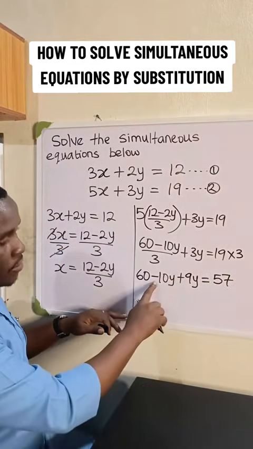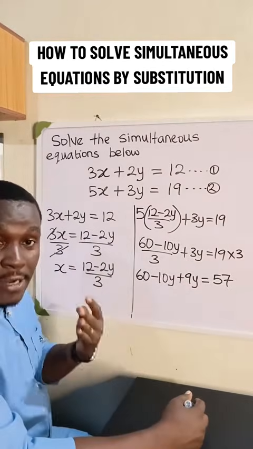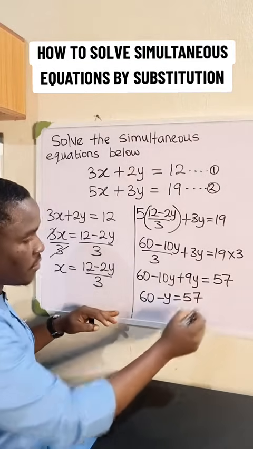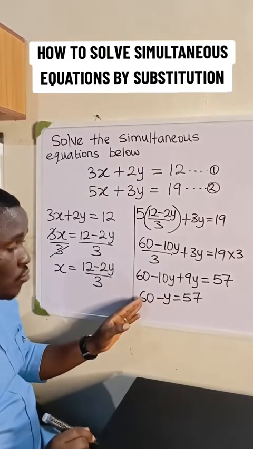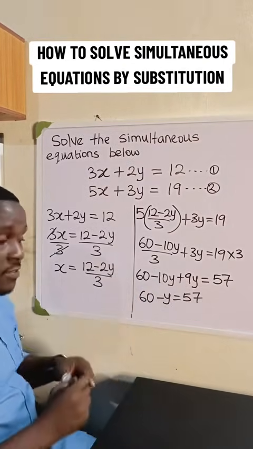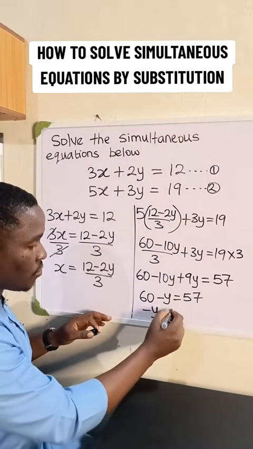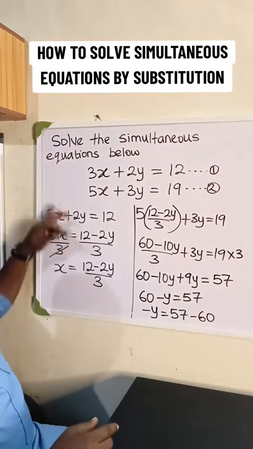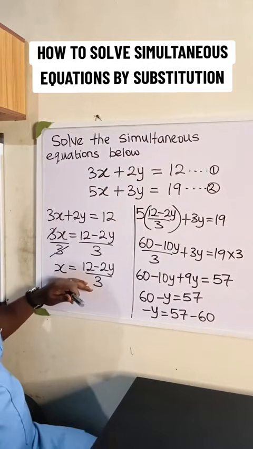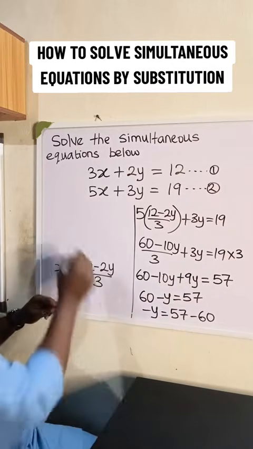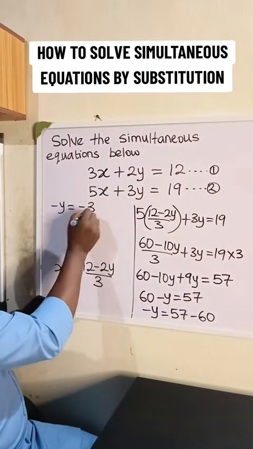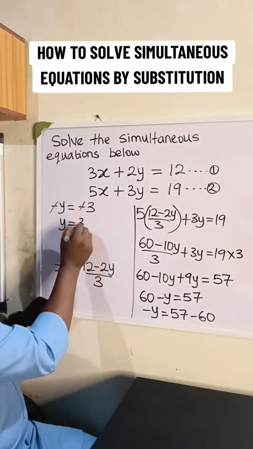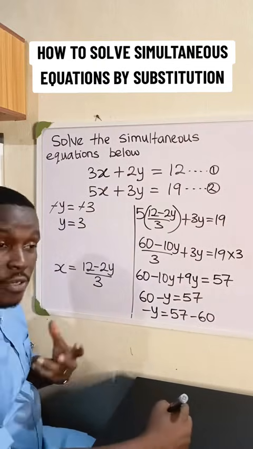Okay. So minus 10y plus 9y is going to give us minus y. So 60 minus y is equal to 57. Since we are looking for the value of y, we need to move 60 to the right and it will become negative 60. So negative y is equal to 57 minus 60. Okay. So continuing with what we are doing, I'm not going to touch this. 57 minus 60 is going to give us minus 3. So minus y is equal to minus 3. Cancelling out both negative values, y is equal to 3. So we have found the value of y to be equal to 3.